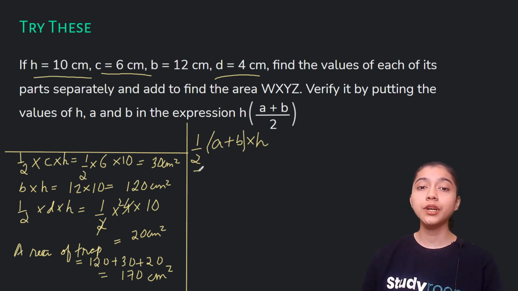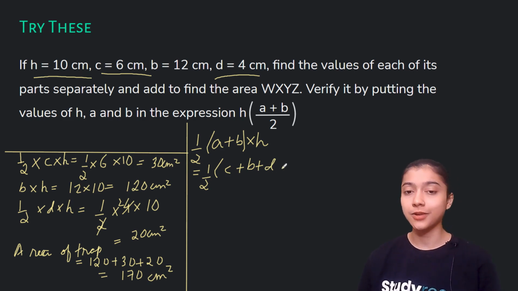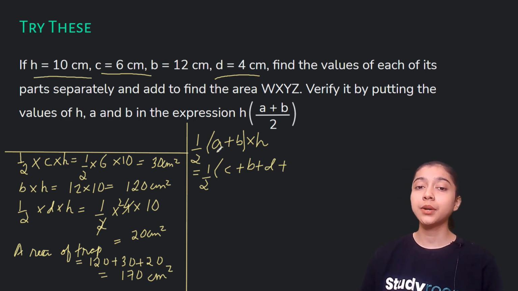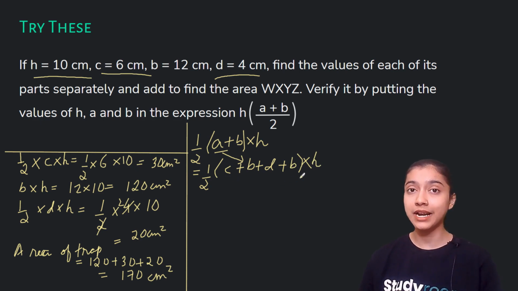So over here what we'll do is we'll write half. In place of A, we can also write C plus B plus D. Refer to it from the previous figure. And again we have a B over here. Instead of A, I wrote this thing, that is C plus B plus D. Now this will be added up again to B. And we have H, because the formula is half into the sum of parallel sides into the perpendicular distance between them.